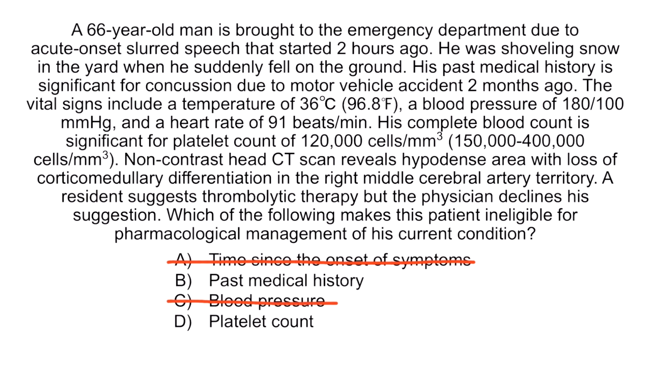Option C is incorrect because the blood pressure more than 180/110 is a strict exclusion criteria for thrombolytics. This patient has a blood pressure of 180/100. Finally, option D is incorrect because the platelet count less than 100,000 is the strict exclusion criteria for TPA. This patient, on the other hand, has a platelet count of 120,000. And that concludes our lecture on ischemic stroke and cerebral venous thrombosis.